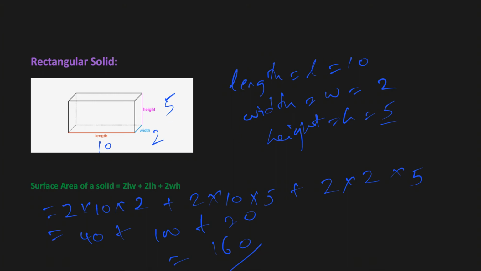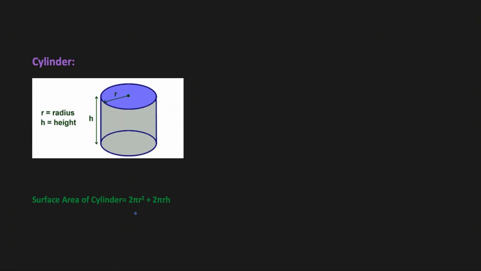Let's do one example for a cylinder. And you just have to memorize this formula. It's trickier to memorize initially, but after a while you'll get the hang of it. So let's say for a given cylinder, radius is 3 and let's say height is 16. So if we replace radius and height with the actual values, we get 2 times pi times r square, which is 3 square, plus 2 pi times r, which is 3, times height, which is 16.